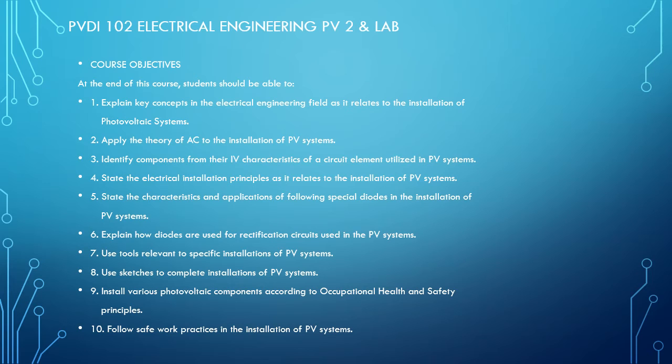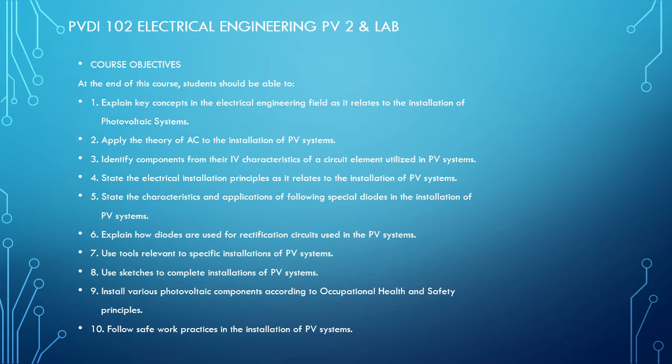PVDI 102, electrical engineering, PV2 and lab. Course objectives: at the end of this course, the students should be able to 1. Explain the key concepts in the electrical engineering field as it relates to the installation of photovoltaic systems. 2. Apply the theory of AC to the installation of PV systems. 3. Identify components for their IV, that's current voltage characteristics of a circuit, the element utilized in PV systems. 4. State the electrical installation principles as it relates to the installation of PV systems.